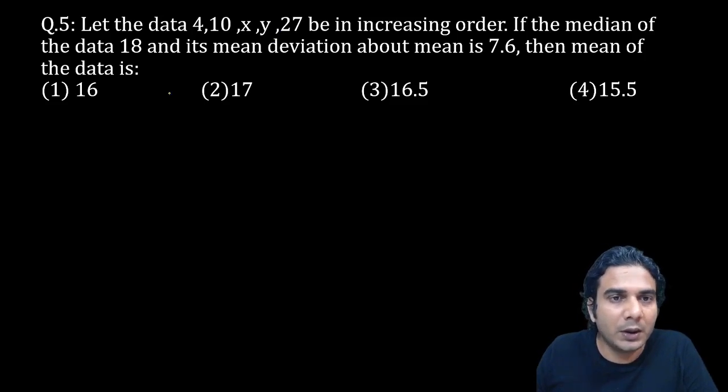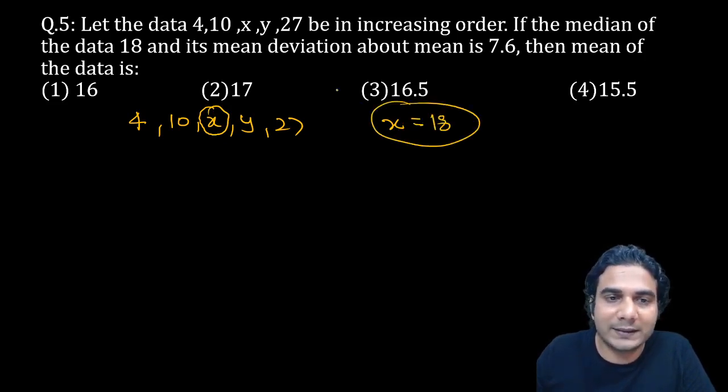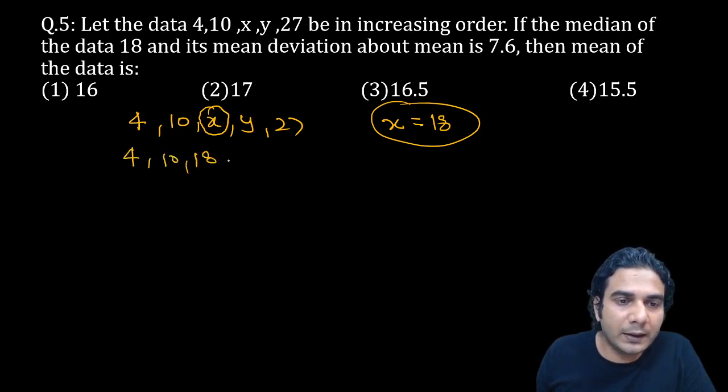I'll tell you how. Let's see if this method works. The numbers are written in increasing order: 4, 10, x, y, and 27. Whenever numbers are written in increasing order, the term in the middle represents the median. So the median is x, and the median of the data is given as 18, so x is 18. Now we have the numbers 4, 10, 18, then y, and then 27.